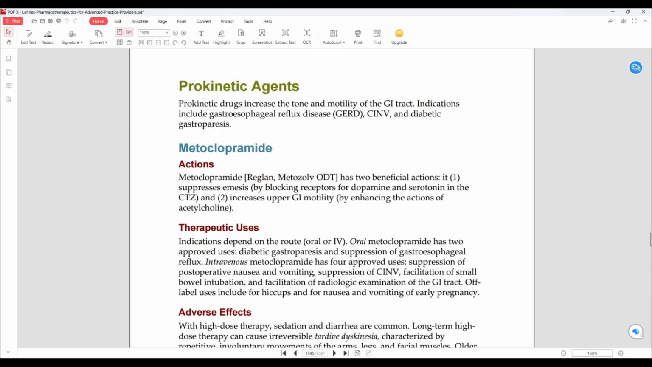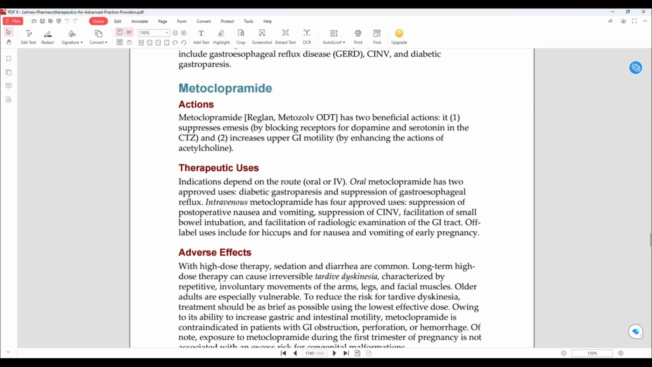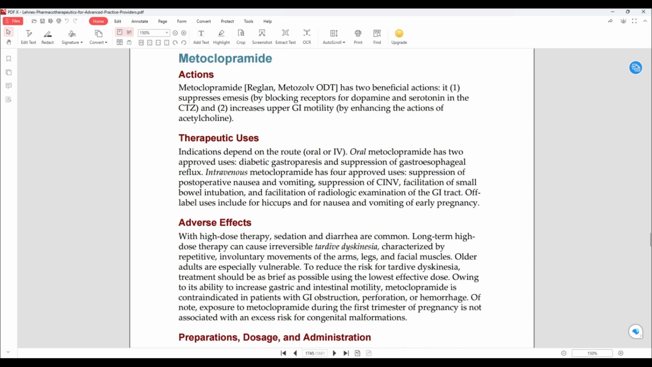Prokinetic agents. Prokinetic agents, or drugs, increase the tone and motility of the GI tract. Indications include gastroesophageal reflux disease, CINV, and diabetic gastroparesis. So, we'll talk about a couple medications here. We'll start again with Reglan, or metoclopramide, which has two beneficial actions. It suppresses emesis and increases upper GI motility.